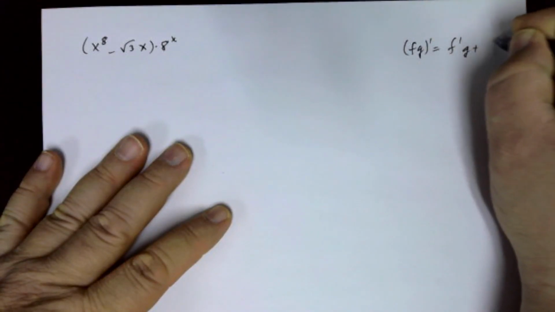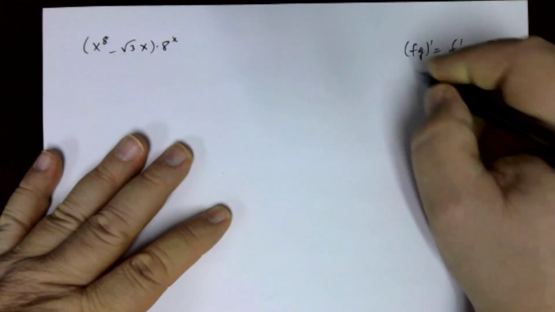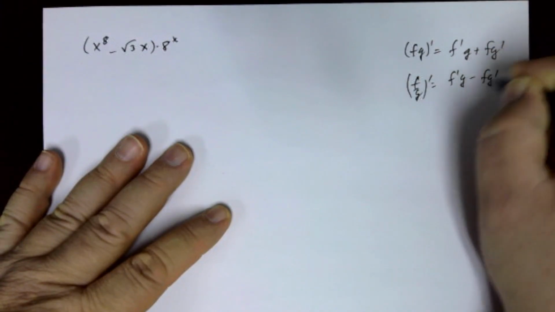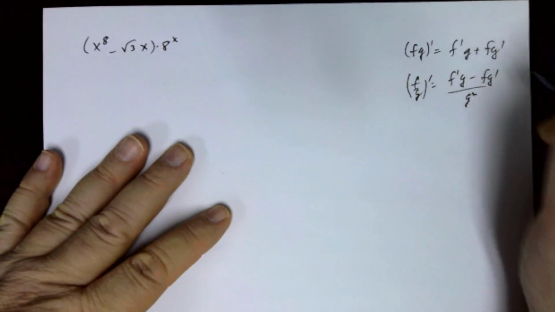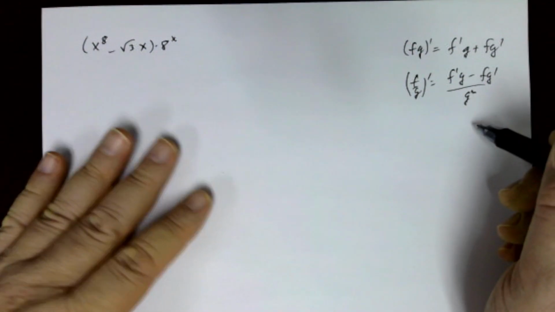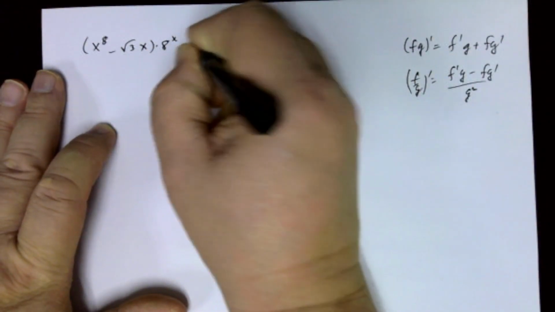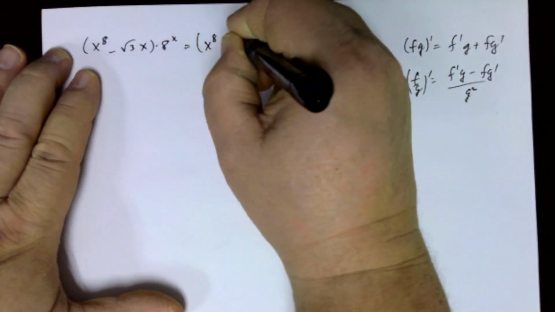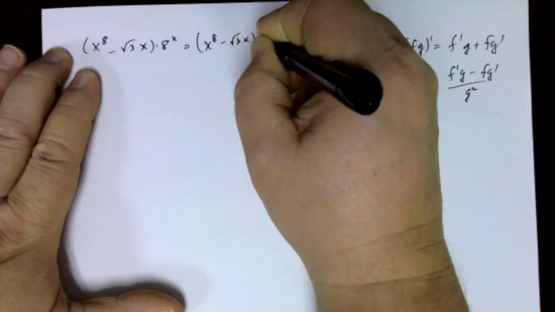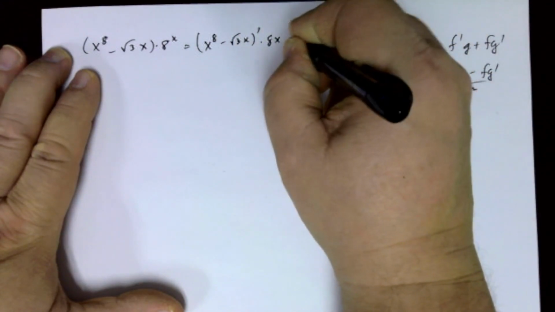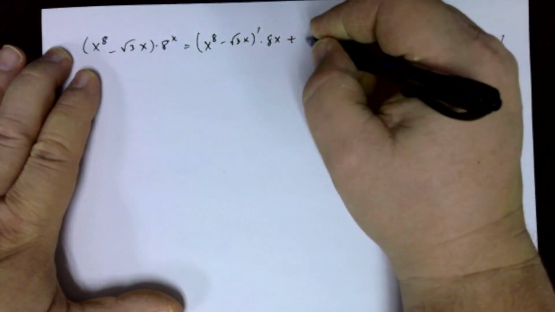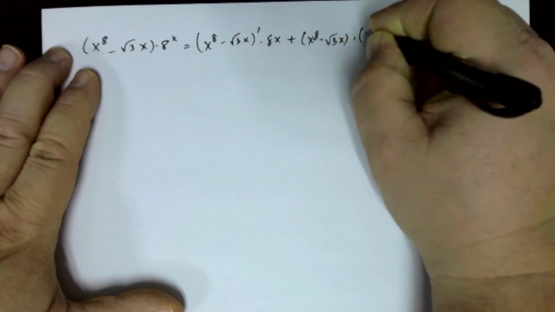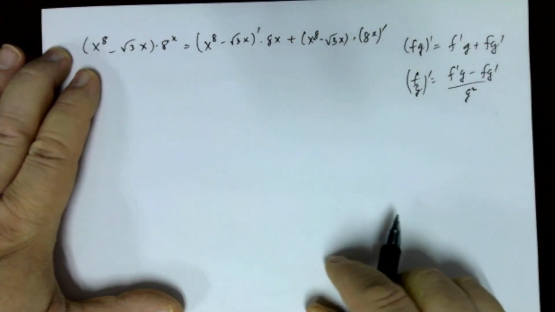And so just as a reminder what those are, okay, so here's our quotient rule and our product rule. Okay, so when I differentiate this, I want to take the derivative of the first, and so you could write it this way. x^8 minus the square root of 3 times x, prime, times 8^x, plus the first function, x^8 minus the square root of 3 times x, times the derivative of 8 to the x power, right? Good.